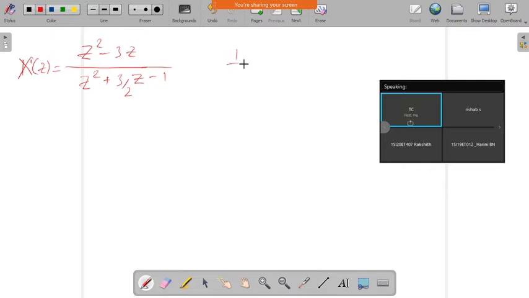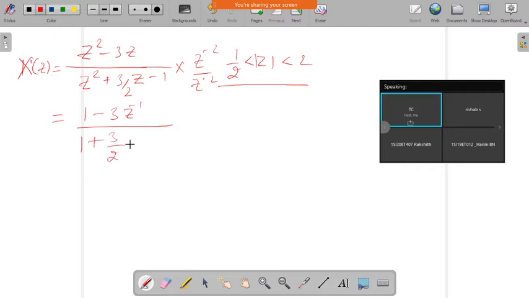So the ROC which I gave, is it 1 by 2 less than modulus z less than 2? Is it the same ROC which is given? Same. Okay. So now we can directly find the roots of this, or we can put it in inverse form and then do it. If I multiply both numerator and denominator by z power minus 2, we will get 1 minus 3 z power minus 1 divided by 1 plus 3 by 2 z inverse minus z power minus 2. So this is what you will get in the inverse z transform.